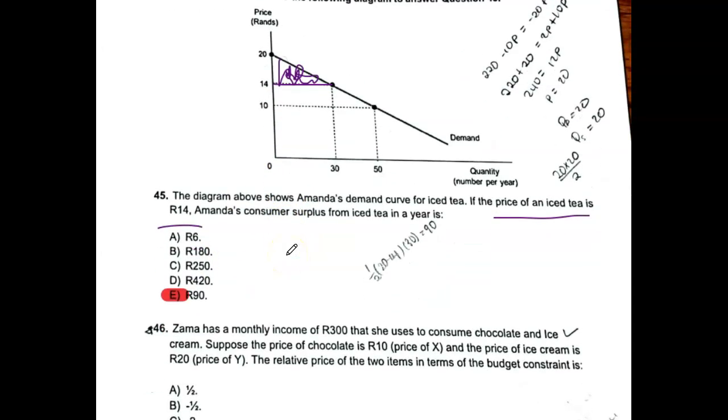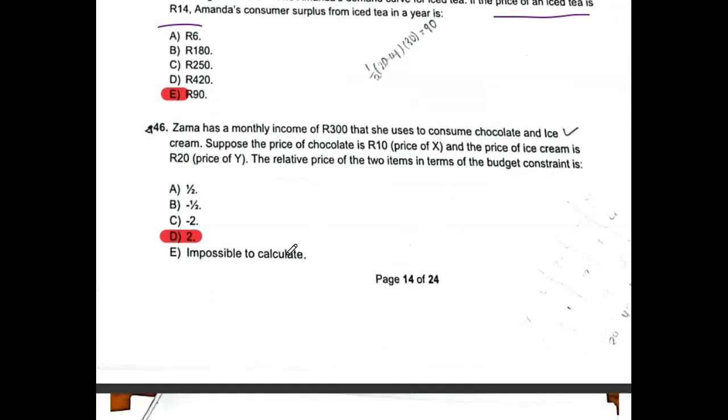Half of 30 times 6. Yeah, should get 19.46.